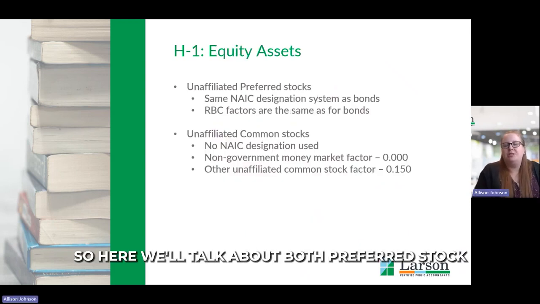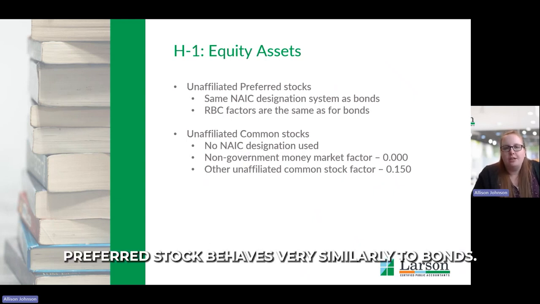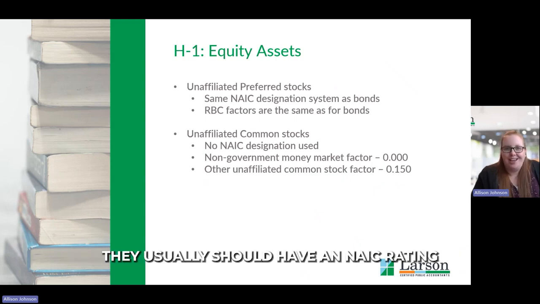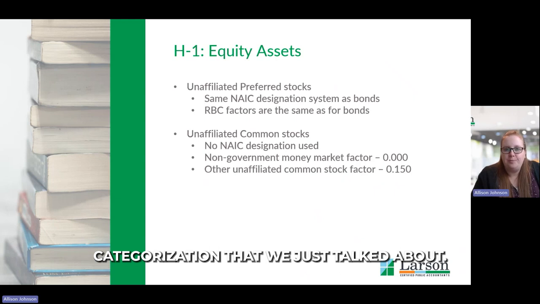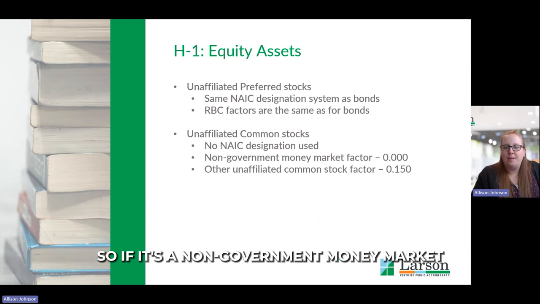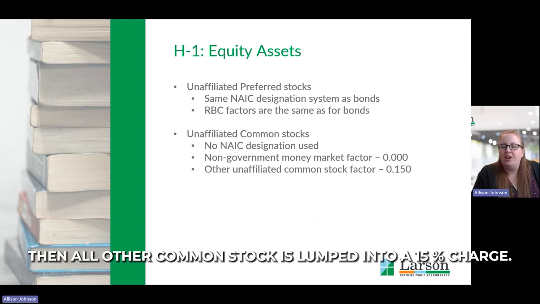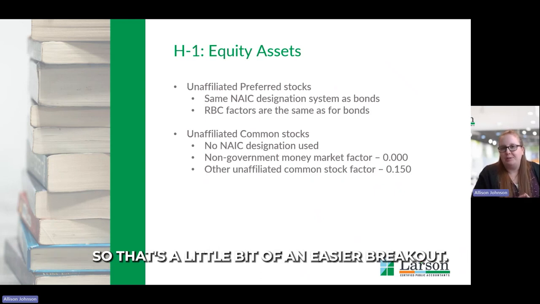Equity assets. So here we'll talk about both preferred stock and common stock. Preferred stock behaves very similarly to bonds. They usually should have an NAIC rating, and it would fall into the same factor categorization that we just talked about. For common stocks, they don't have an NAIC designation. So if it's a non-government money market, that has a 0% charge, then all other common stock is lumped into a 15% charge. So that's a little bit of an easier breakout.